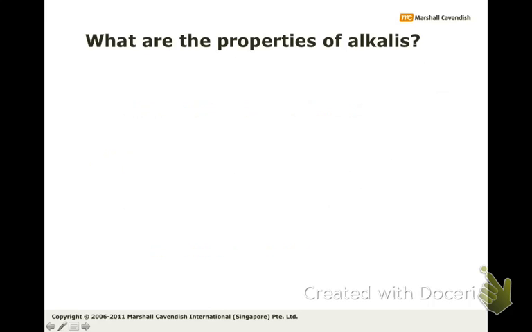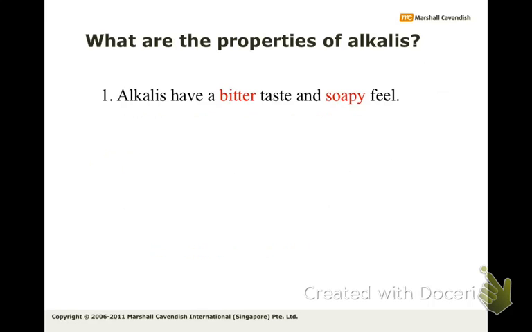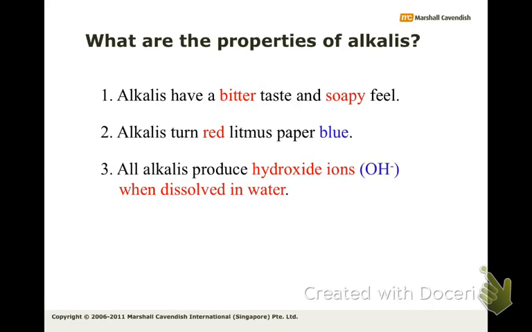So what are the properties of alkalis then? Now alkalis, these are physical properties. Alkalis have a bitter taste and soapy feel, like detergent. Alkalis will turn red litmus paper blue, the opposite of acids. Acids will turn blue litmus paper red. And alkalis will produce hydroxide ions when dissolved in water. Now please take note, these are only for alkalis but not for bases.